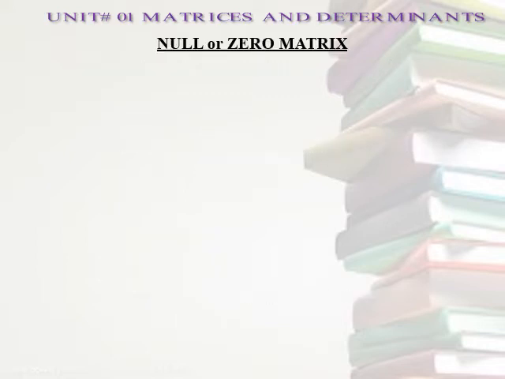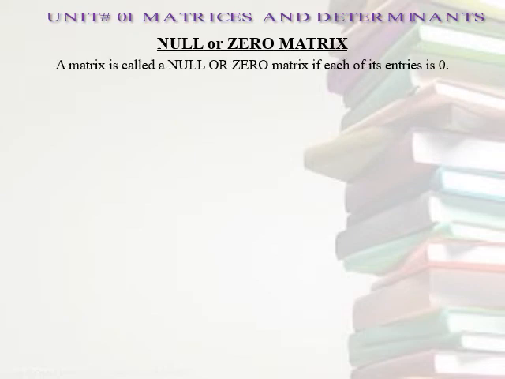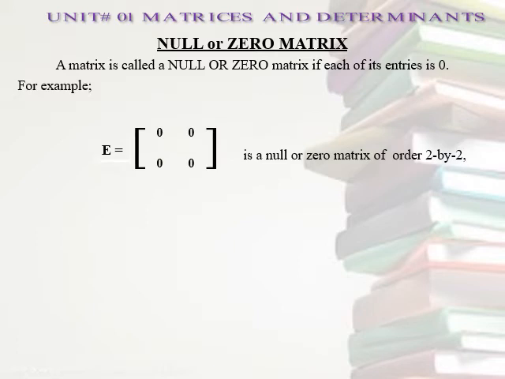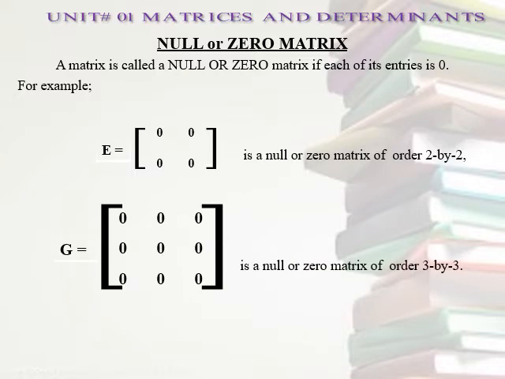Our next topic is null or zero matrix. A matrix is called a null or zero matrix if each of its entries is 0. For example, matrix E is a null or zero matrix of order 2 by 2 because each and every entry of matrix E is 0. Similarly, as you can see, every entry of matrix G is also 0, so we can say that matrix G is a null or zero matrix of order 3 by 3.